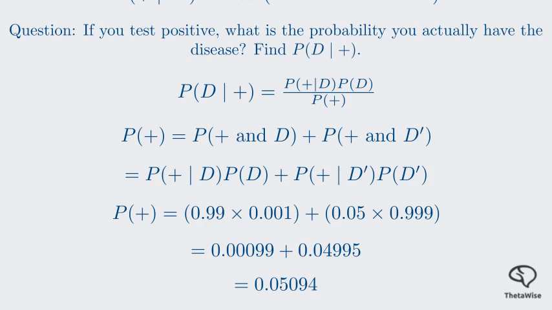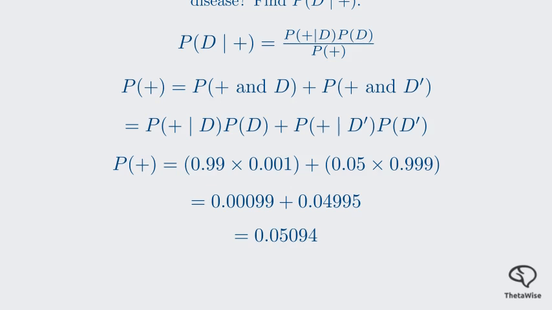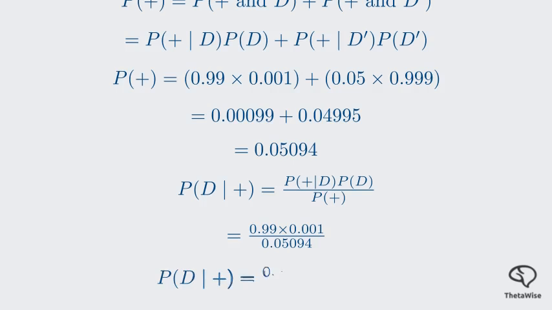Now we have all the pieces for Bayes' theorem. Let's put them together. The top is P of plus given D times P of D. The bottom is P of plus. The calculation gives us approximately 0.0194, or about 1.94%. This is much lower than the intuitive guess.